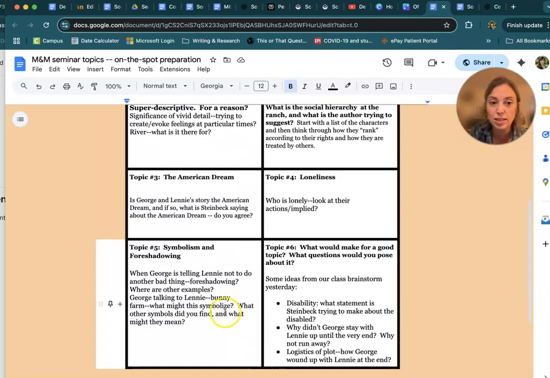Topic 4, loneliness. And then topic 5 was symbolism and foreshadowing. Topic 6, that extension one that I was mentioning, is what would make for a good topic and what questions could you pose about it. So in this one, a student might be coming up with something that they feel like is definitely discussion worthy, and if they can convince others to join them, well, then they've got a group.